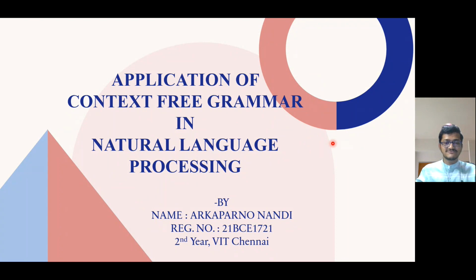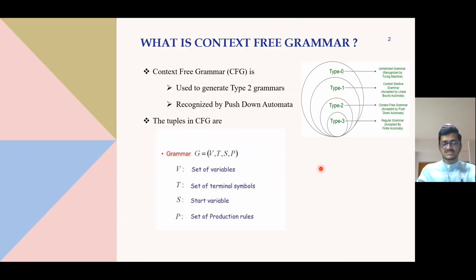Today I am going to give a brief idea on the topic of application of context-free grammar in natural language processing. What is context-free grammar? Context-free grammar is used to generate type 2 grammar and is recognized by push-down automata.